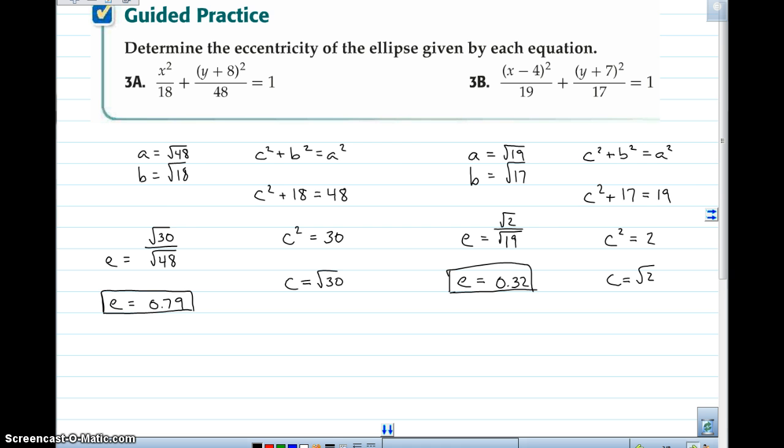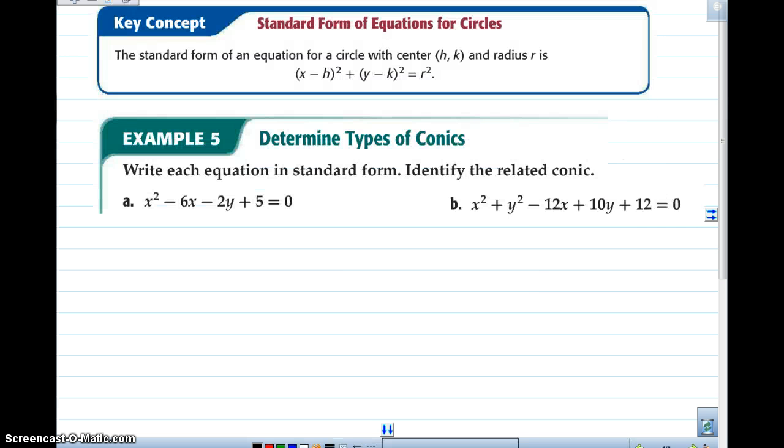Okay, the other thing we're going to do in this lesson is talk about how to determine different types of conics by putting equations into their standard form. We've already identified parabolas and we've already identified ellipses, but we haven't looked at the standard form of a circle yet. It's very similar to that of an ellipse.